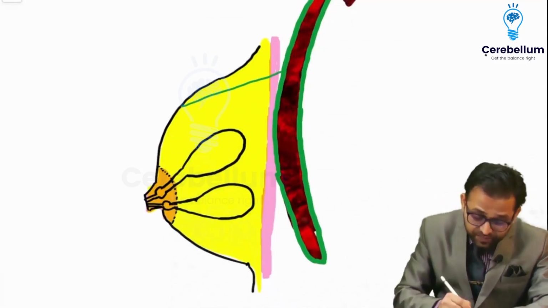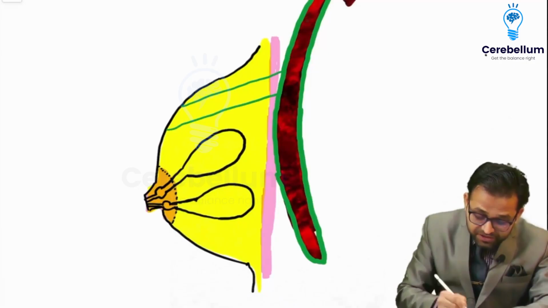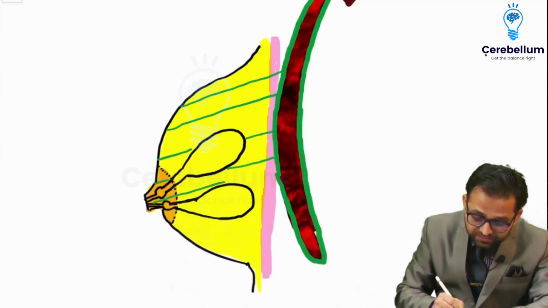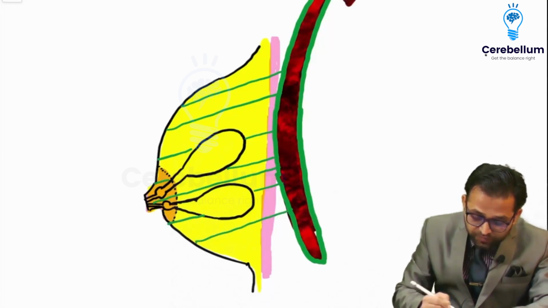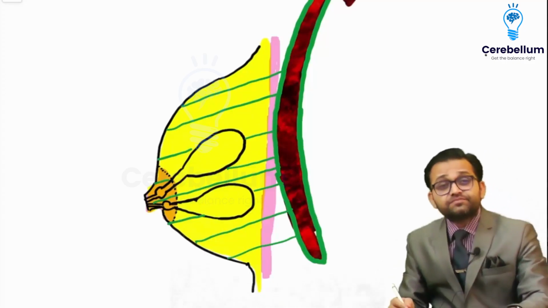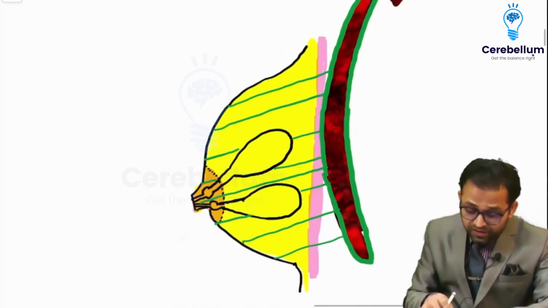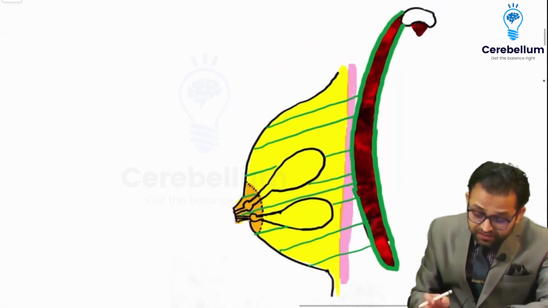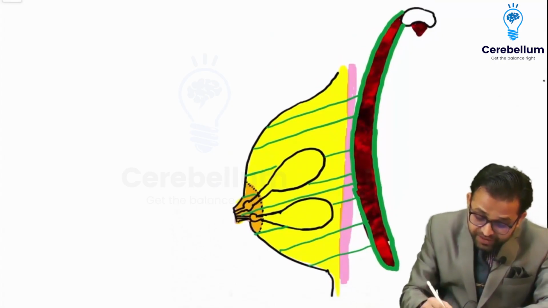Yes, these are the suspensory ligaments of the breast. Very, very important structure. These are responsible for the proper support of the breast. Fine. What I want to tell you again is the labeling of the structure of the breast.